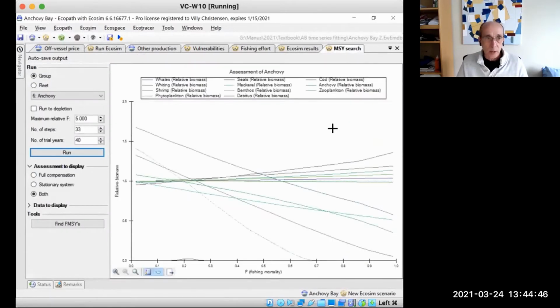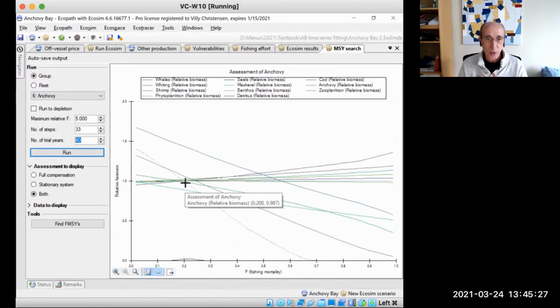Now, what it does is that it makes a very long run of Ecosim. I think it's 33 steps, and for each step, does it run 40 years? I think so. So it's probably 1200 years. It's been a while since I looked at this, but I think that's how it works. So basically it does a very long run, and then it starts off by whatever is the Ecosim fishing mortality. That's probably right here where things are crossing. That's the start situation.